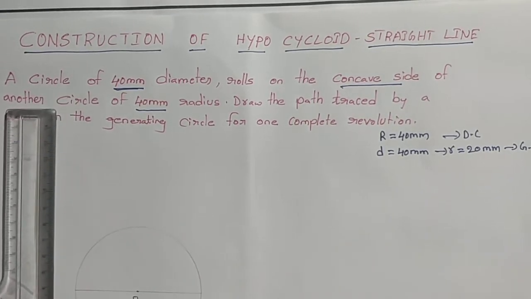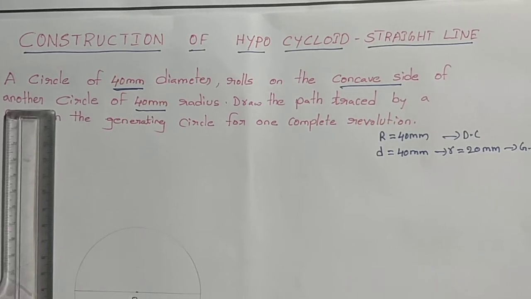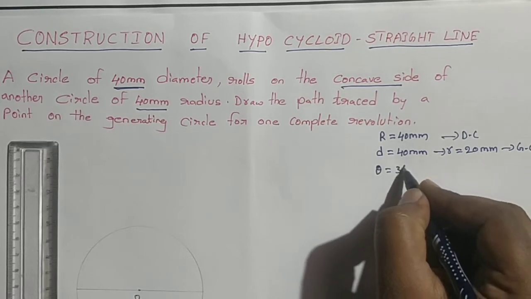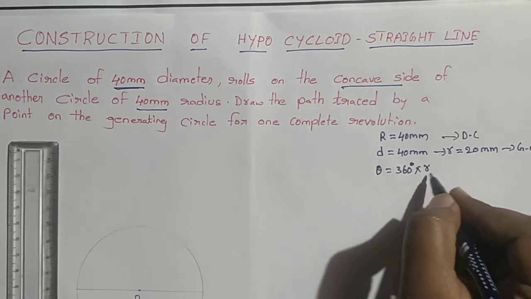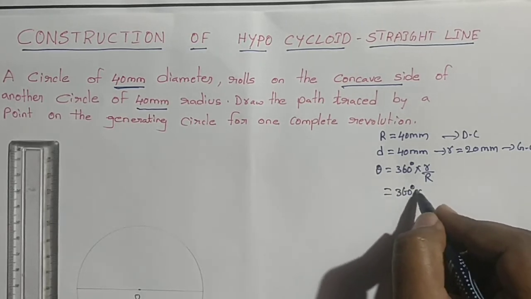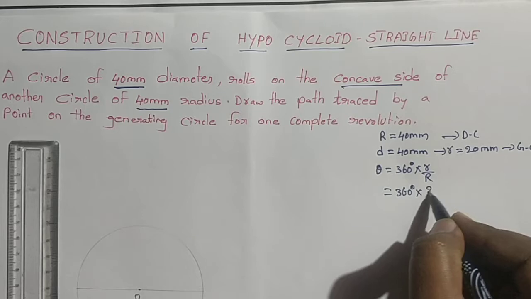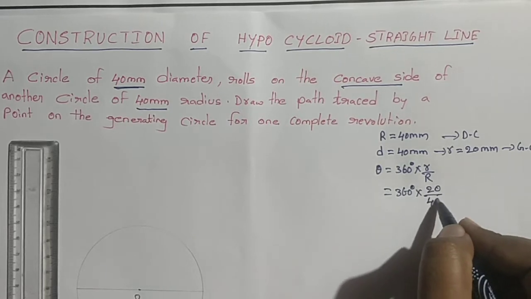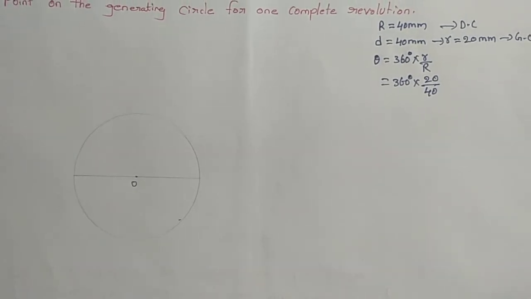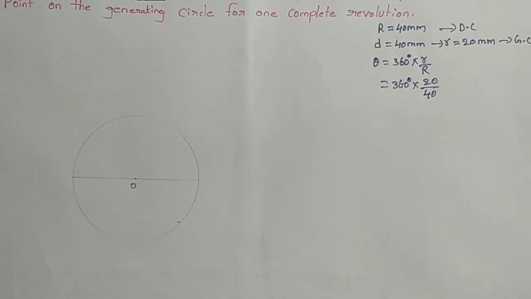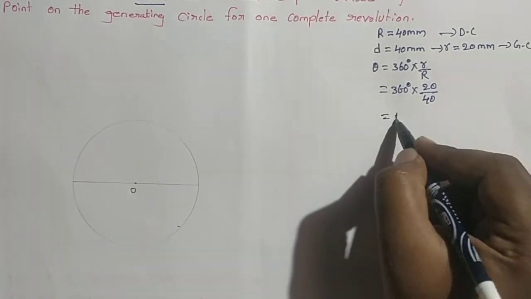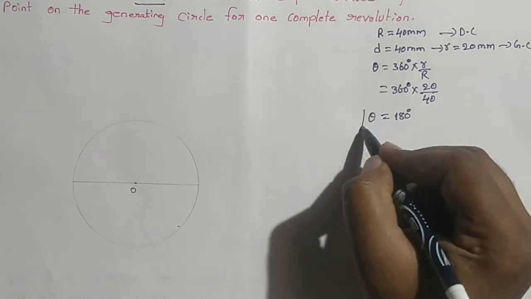Next we need to calculate the theta value. We know the formula: theta equals 360 degrees into small r by capital R. Small r is 20 and capital R is 40. By simplifying this we get the value of 180 degrees. It is the value of theta.